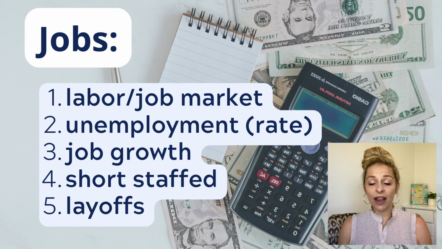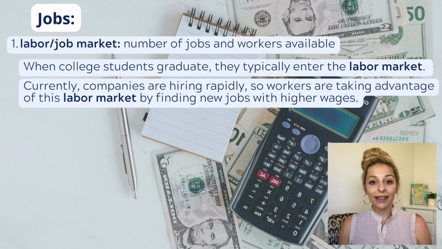The first 5 vocabulary words I want to teach you are all related to jobs, and they include the labor market or the job market, unemployment rate, job growth, short-staffed, and layoffs. So let's take a look and see what these words mean. Number 1, the labor market or the job market. This is just a fancy collocation to talk about the number of jobs and workers available.